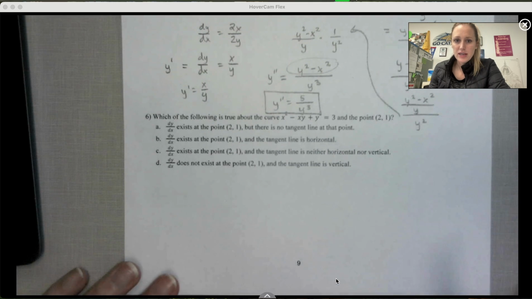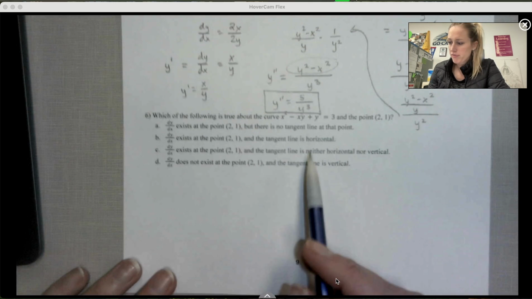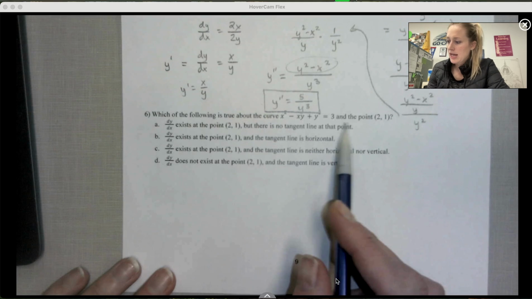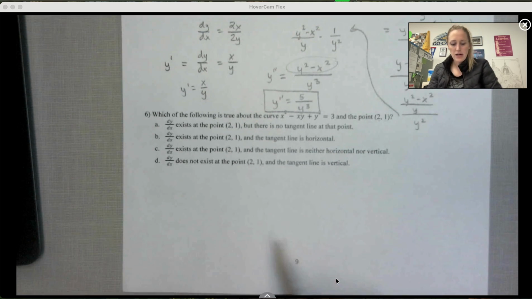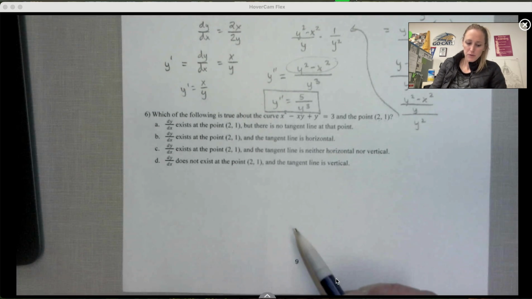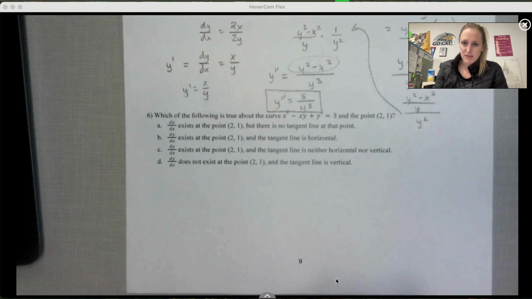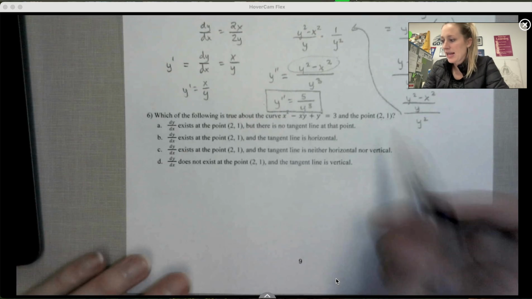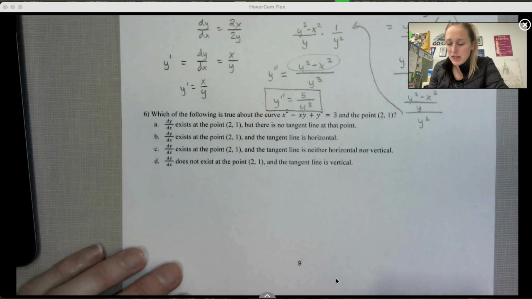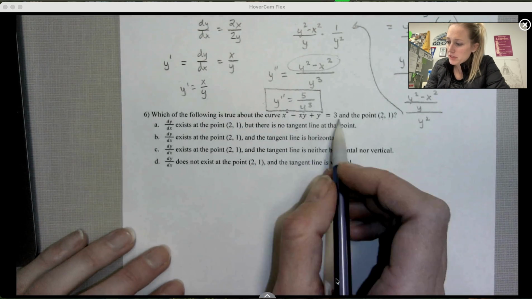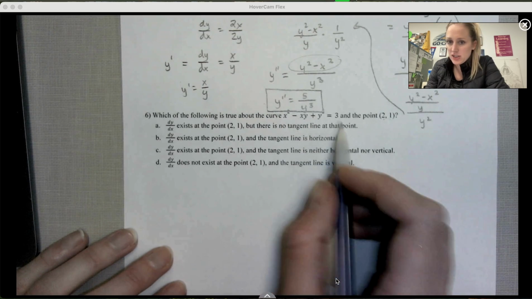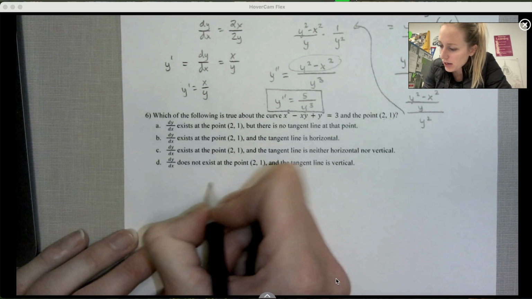All right, last example. Which of the following is true about the curve given by this expression and the point (2, 1)? Okay. Well, we can see all of these are talking about the tangent, so that's going to involve the derivative. So I'm going to go ahead and find the derivative and plug in these values to see what we know. Okay, so I'm going to use implicit differentiation because I cannot get y just by itself here. So I'm going to differentiate here.